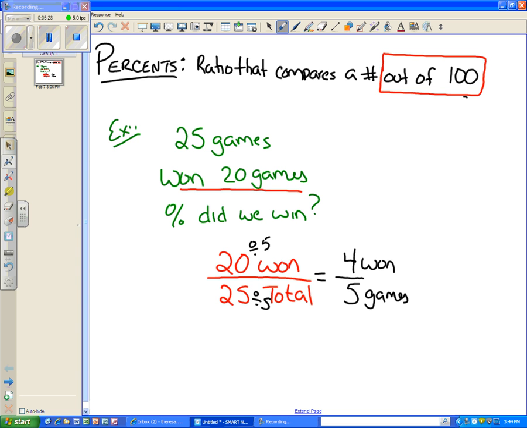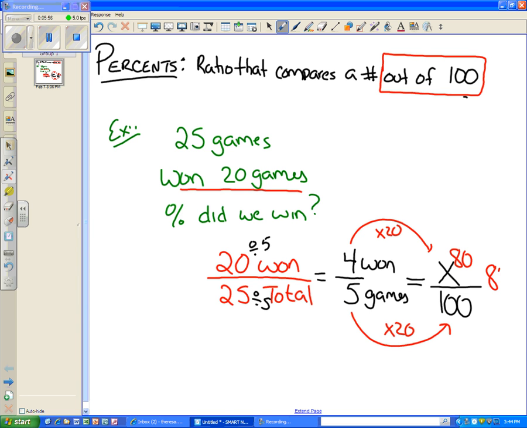So now when I look at the numbers that are a little smaller, I can say to myself, okay, I definitely won more than 50%. I didn't win all my games, so I won less than 100%. So what percent is that? So again, use a proportion, since percents are always out of 100. 5 times 20 is 100. 4 times 20 is 80. So 80 out of 100 is an 80%. So you won 80% of the games, which means that you lost 20% of your games.